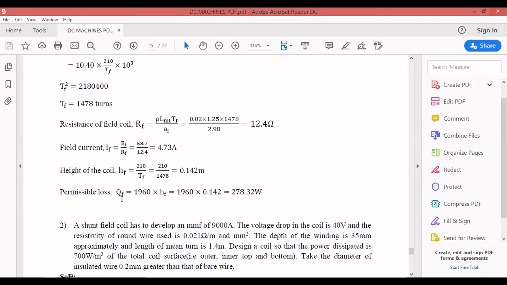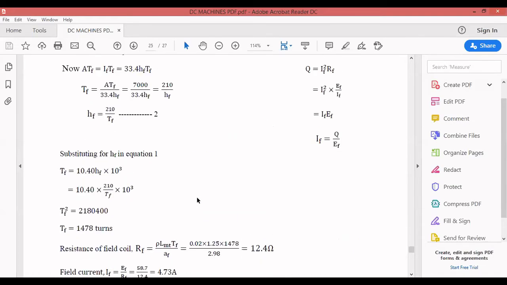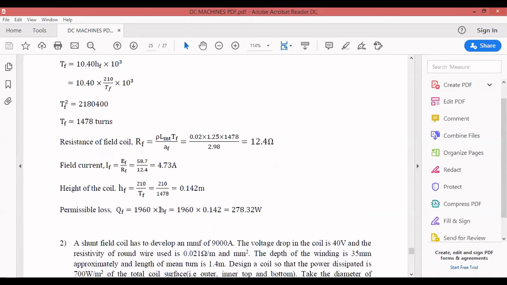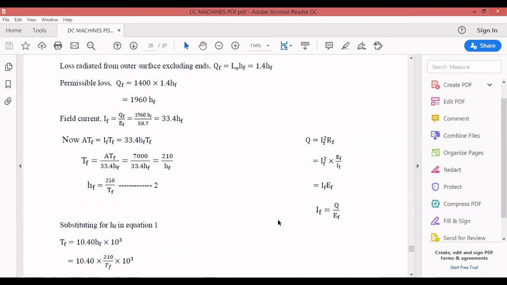Now you can calculate the permissible loss QF. It is 1960 into HF. So 1960 into HF is equal to 278.32. So the total loss in the field winding for one pole is 278.32. So if you come back, this is the solution of the problem.